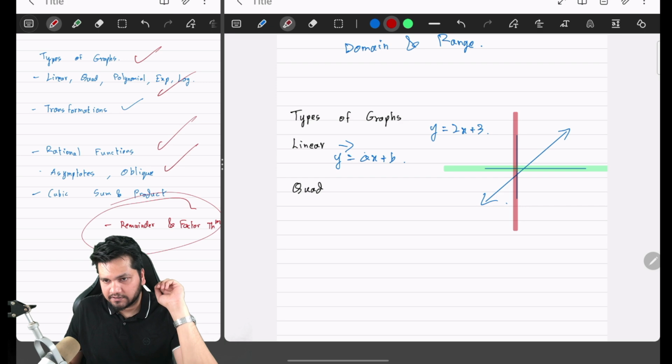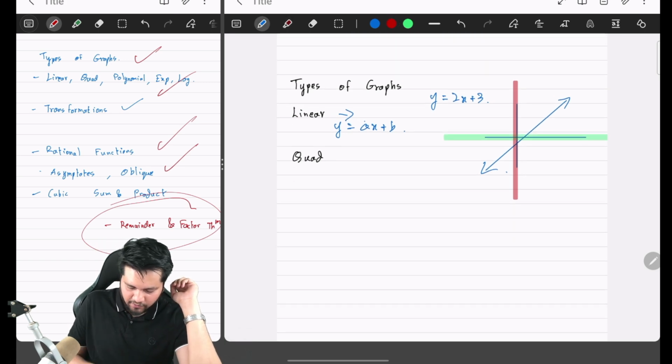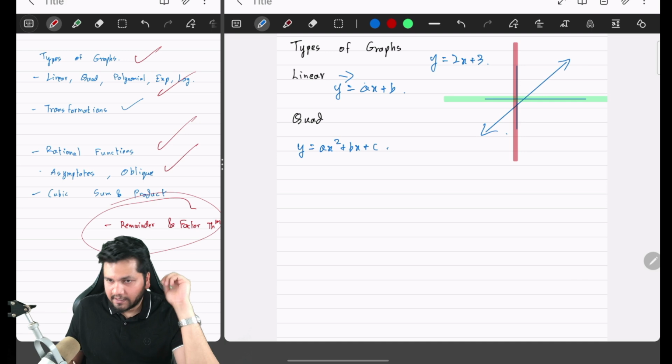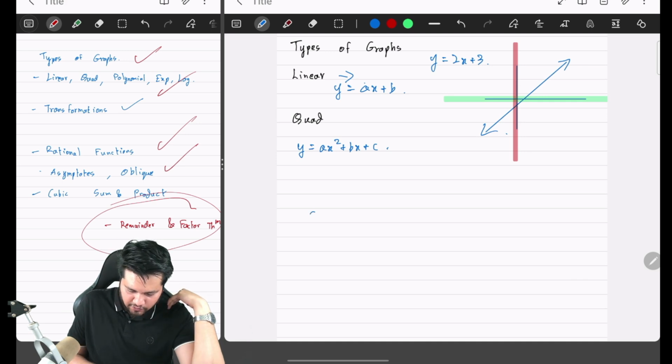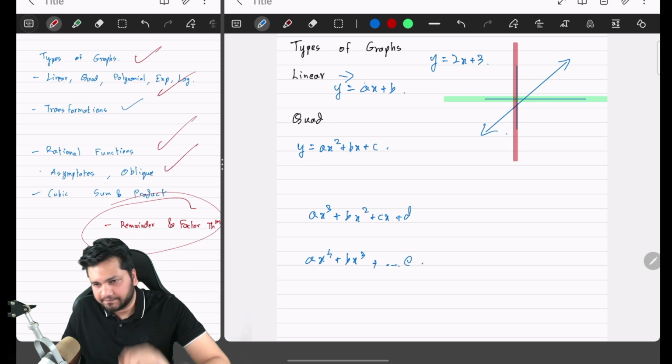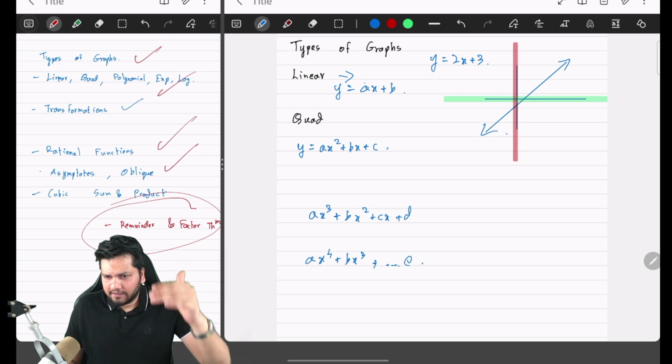that's going to be the range of this function. After that, we have the quadratic function, which I can write as y is equal to ax square plus bx plus c. After that, we have ax cube plus bx square plus cx plus d, so these are nothing but your polynomial functions. Then we have ax to the power of 4 plus bx cube, and so on. This can go on to x to the power of 4, 5, 6, 7, 8, 9, whatever.